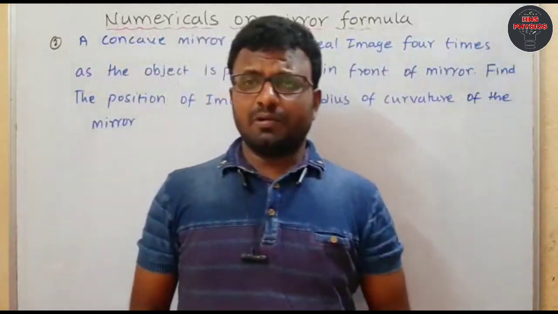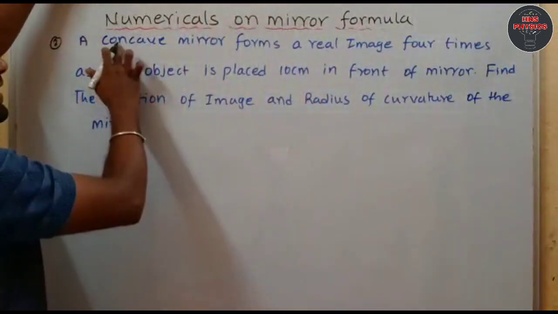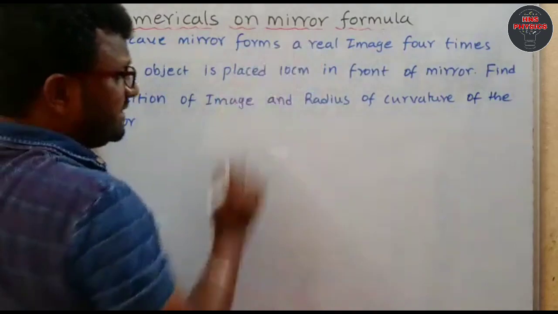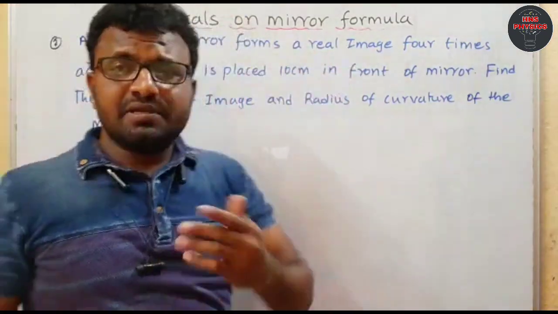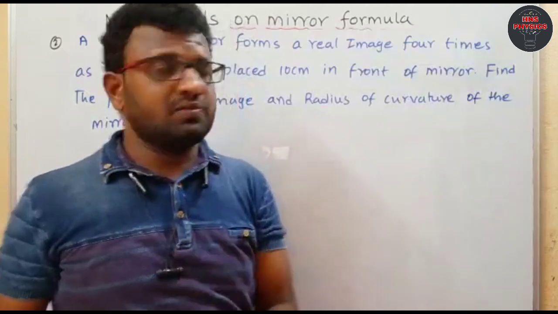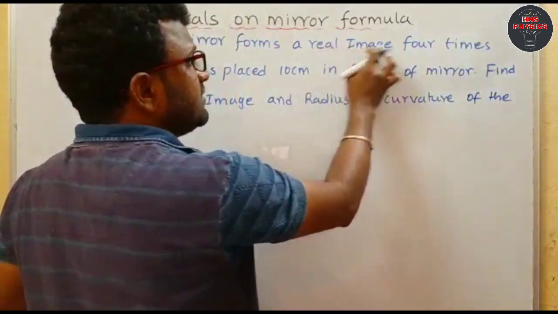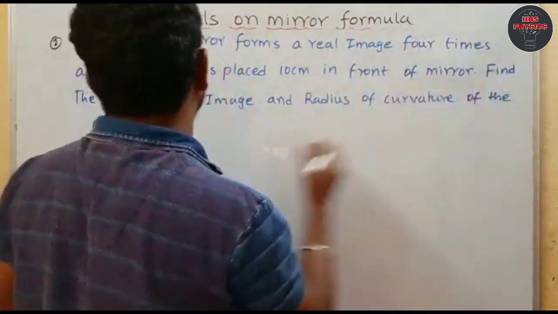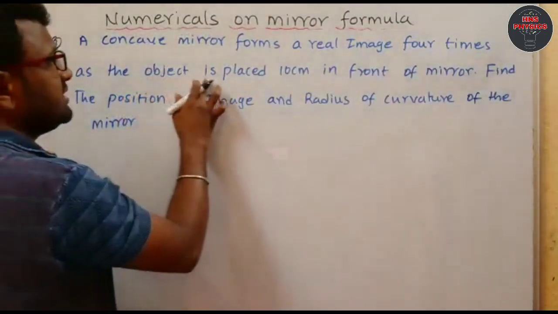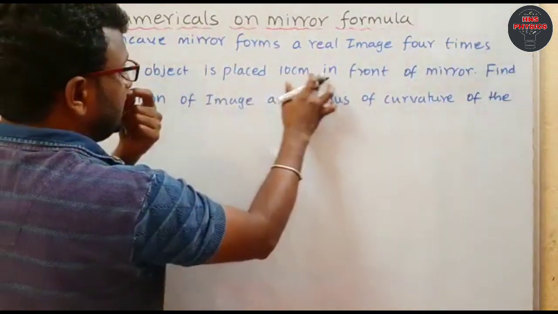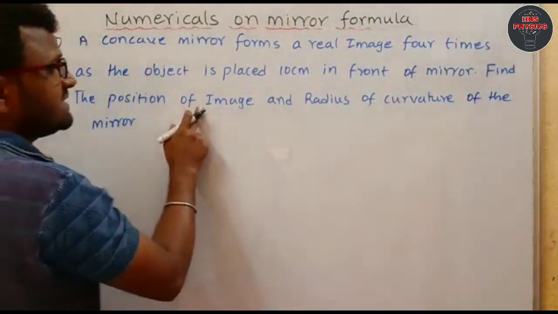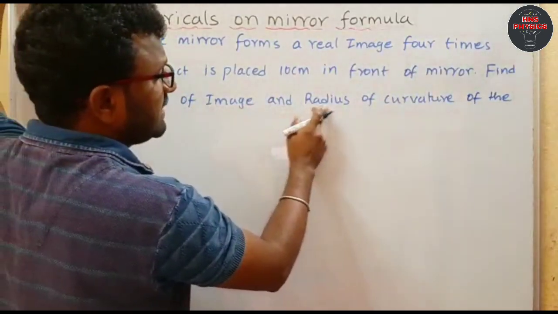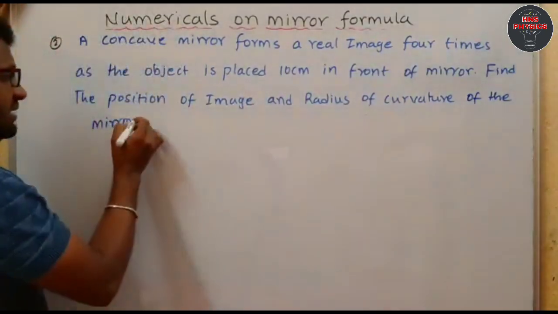Come to the second problem. What is given in the second problem? A concave mirror forms a real image. Already in the question they have given a real image. Real image means that image distance will come negative, right? So the real image is formed 4 times, means enlarged, as the object is placed at 10 centimeter in front of a concave mirror. So find the position of the image and the radius of curvature of the mirror, right?